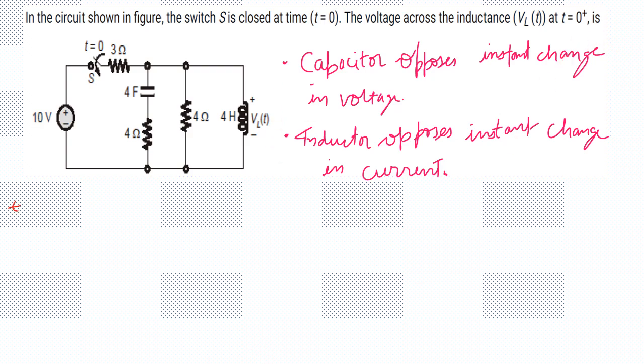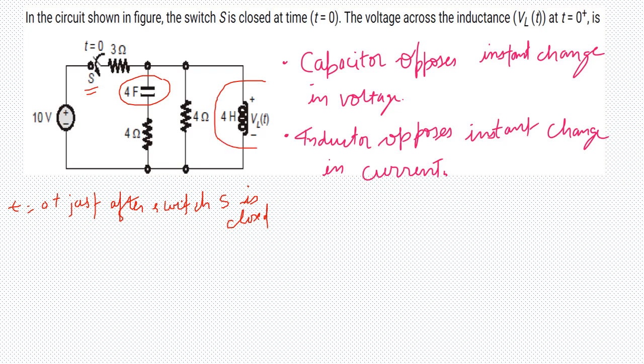So t equal to 0 plus means just after switch S is closed. So this is that switch. You can observe here that there is a capacitor and there is an inductor, and the voltage of the inductor has to be calculated just after the switch is closed. So how to proceed for this question?